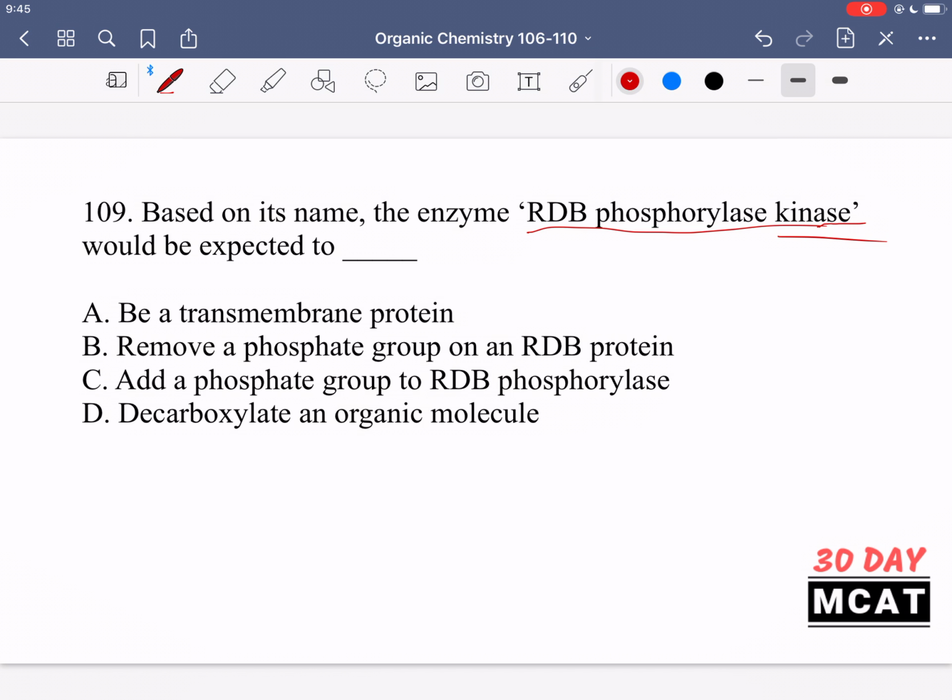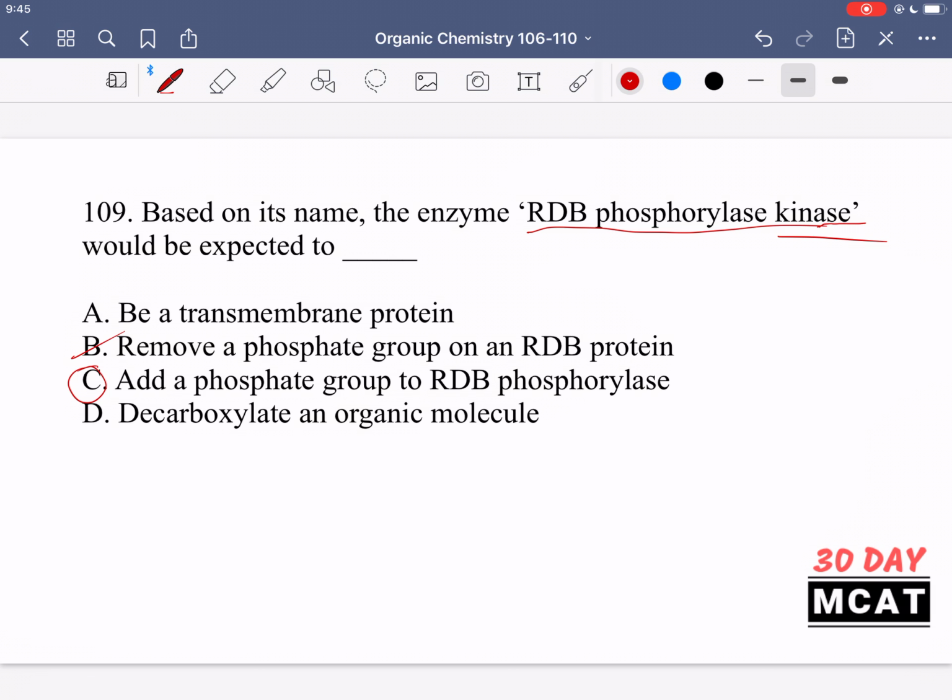So what a kinase does is it adds a phosphate group to something. And in this case, it's called RDB phosphorylase kinase. So therefore, you should know that to RDB phosphorylase, this molecule is mentioned, a kinase will add a phosphate group. So our correct answer is C because it adds a phosphate group. There's a different class which removes a phosphate group.